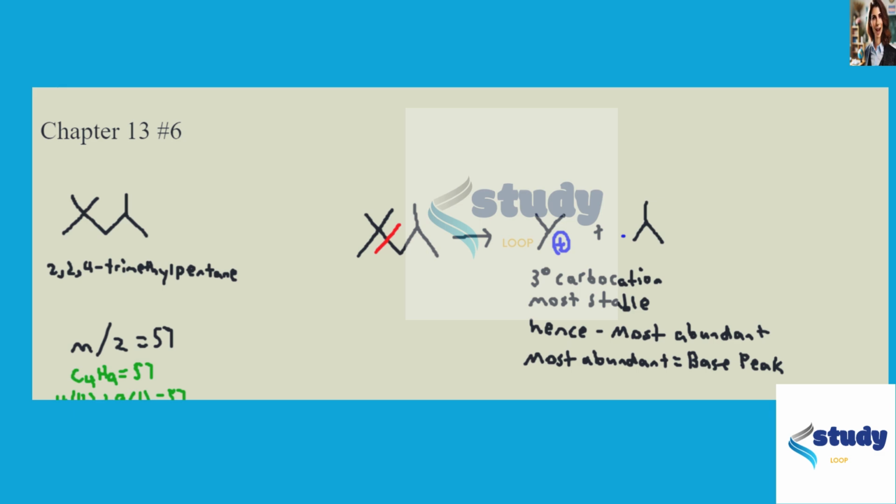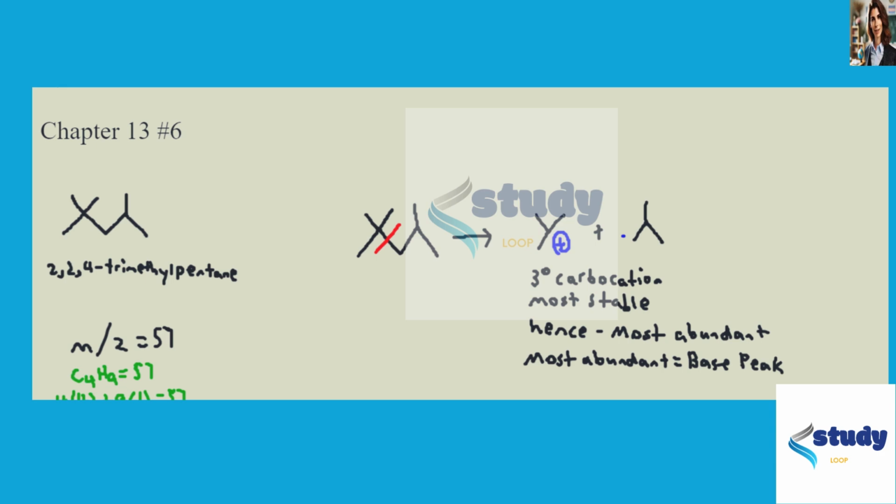This is the answer to Chapter 13, problem number 6 from the Smith Organic Chemistry textbook. And this problem is asking us to consider putting 2,2,4-trimethylpentane into a mass spectrometer. And we are told that the base peak occurs at a mass to charge number of 57. And we are asked to draw what that 57 represents, and to talk about why that's the most abundant ion.